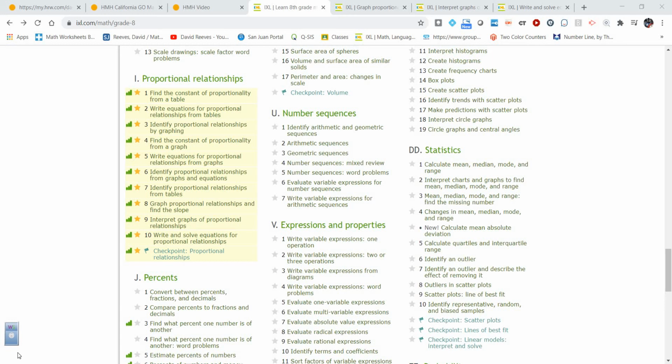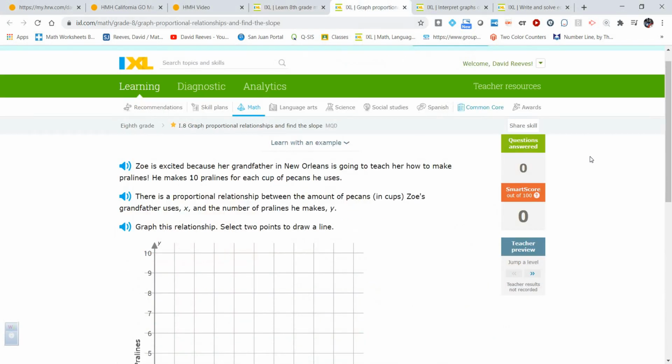We're going to continue. Actually, we're going to finish up looking at IXL practice skills on proportional relationships. Specifically today we're going to be looking at graphing proportional relationships and finding the slope, interpreting graphs of proportional relationships, and writing and solving equations with proportional relationships. All right, so here we go.